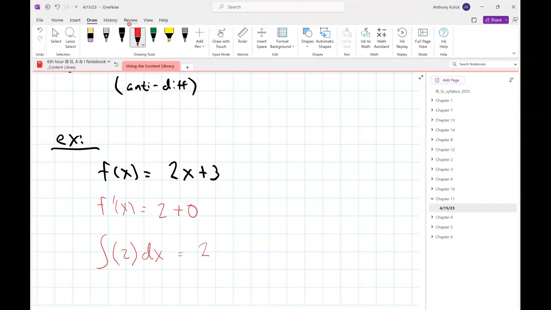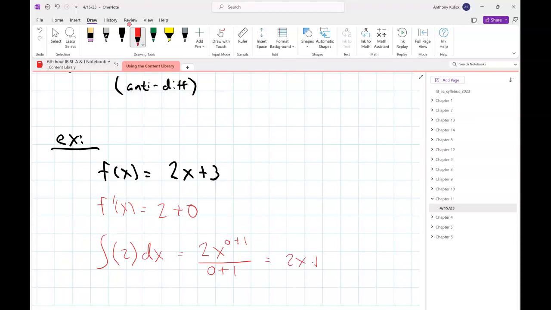So here I'm going to think about 2 as 2 times x to the 0, because 2 is 2 times 1, and 1 can be x to the 0. And then I can add 1. Instead of subtracting 1 from the exponent, instead of multiplying by that exponent, I can divide by my new exponent.